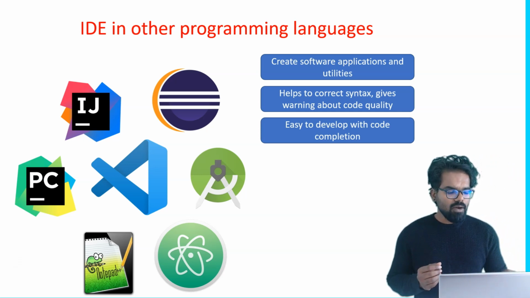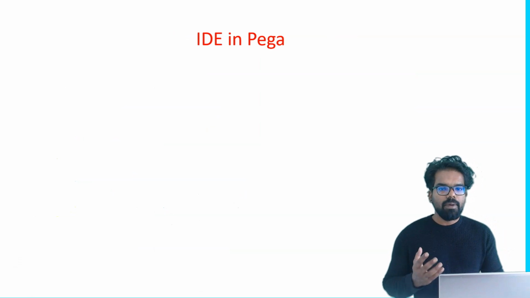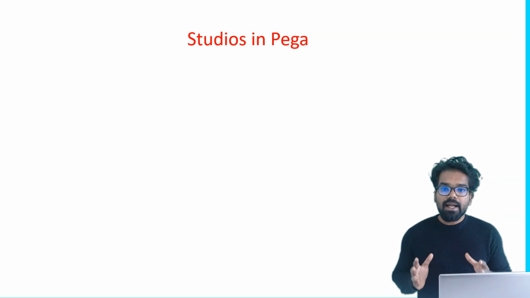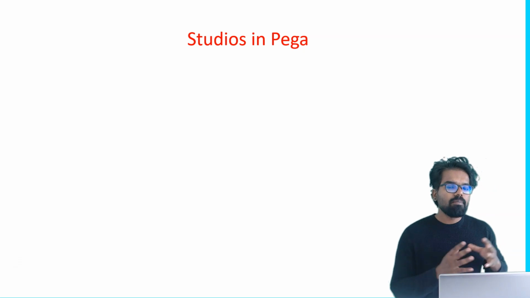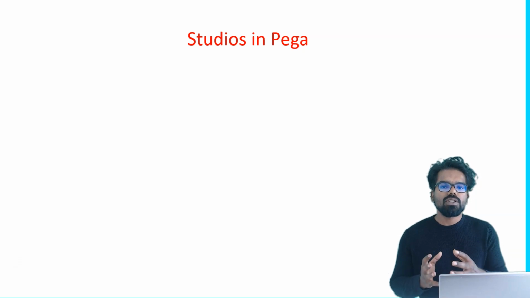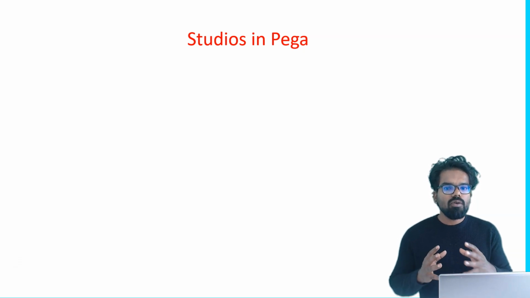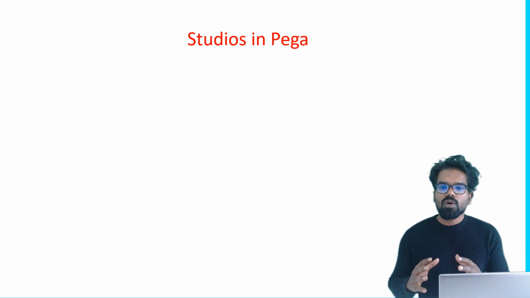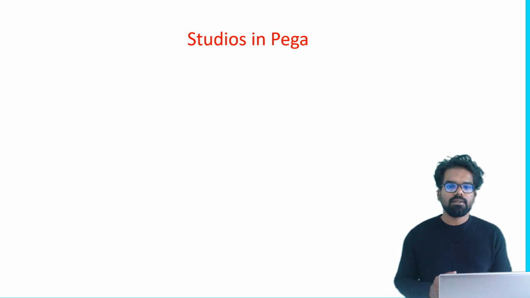Now, do we have any IDE in Pega? In Pega, we don't have any IDE, but instead of an IDE, we have studios in Pega. Unlike an IDE, which needs to be installed on every developer machine, in Pega we have a development server, and that development server already holds all the installed studios. These come out of the box when you get a subscription from Pega Systems. Now let's look at some of the common studios in Pega.